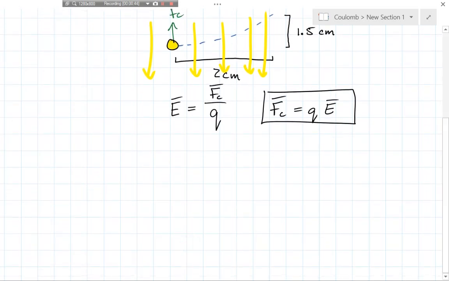So we know that the velocity in the x direction is equal to delta x over delta t. So solving for delta t, we see that delta t is going to be equal to delta x divided by Vx.